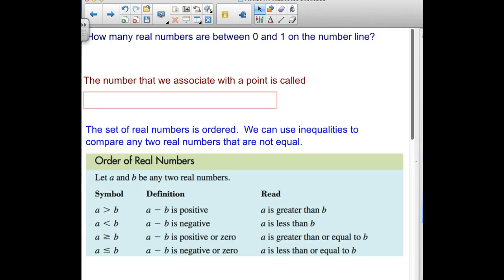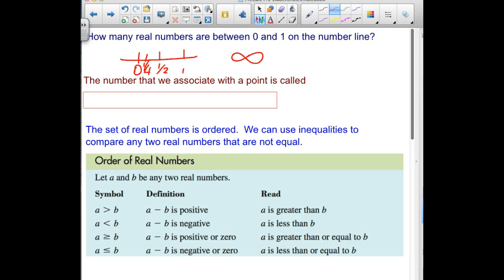But how many real numbers are between 0 and 1 on the number line? All right, we could take a number line and start dividing it. If this is 0 and this is 1, this would be 1/2. But then we could divide it again. This could be 1/4. All right, and each time you could keep dividing it. So there are infinitely many numbers between 0 and 1.